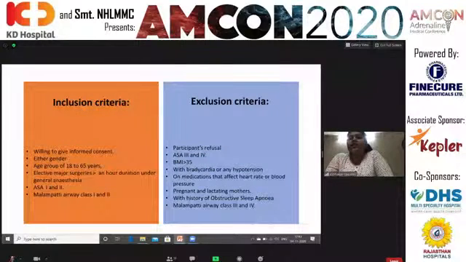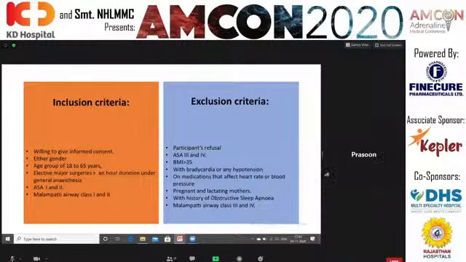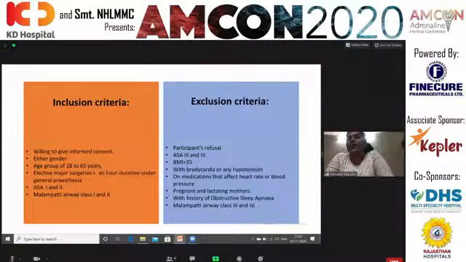For inclusion criteria: patient's willingness to give informed consent, either gender, age group of 18 to 65 years, elective major surgery of more than 1 hour duration, ASA 1 and 2 patients, Mallampati airway class 1 and 2. For exclusion criteria: ASA 3 and 4, BMI more than 35, bradycardia or hypotension, medication that affects heart rate and blood pressure, pregnant and lactating mothers, Mallampati airway class 3 and 4, and history of obstructive sleep apnea. Next, please.